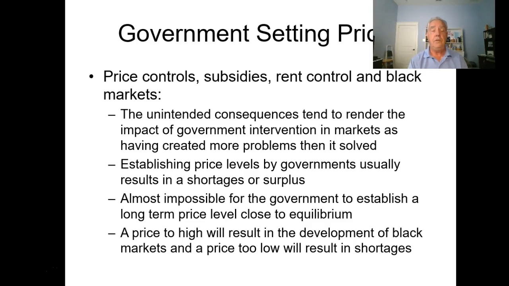It's also impossible for the government to establish a long-term price even close to equilibrium. The price is too high, black markets. Price is too low, shortages. Too low, people won't produce it. Too high, they'll find ways to get product in cheaper through the black market. So it's virtually impossible for the government to do this right. It's extremely difficult because the government has no invisible hand like we do. The market forces, supply and demand, are not left to their own devices.